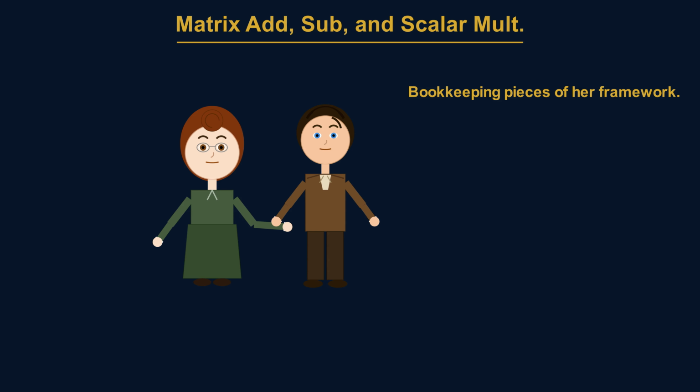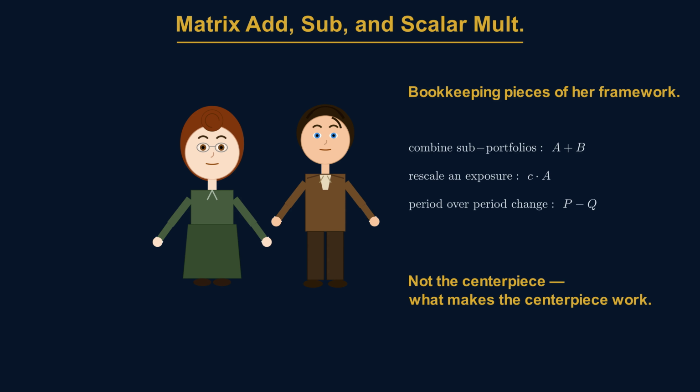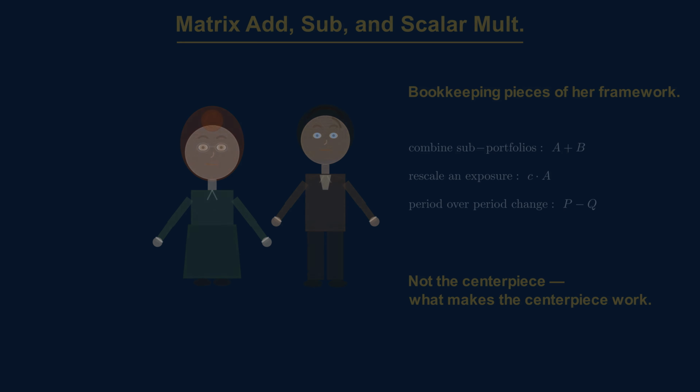These 3 operations are the bookkeeping pieces of her framework. Every time she combines 2 sub-portfolios, every time she rescales an exposure, every time she takes a difference between 2 periods, she's using exactly these operations. They aren't the centerpiece of the dissertation, but they're what makes the centerpiece work.